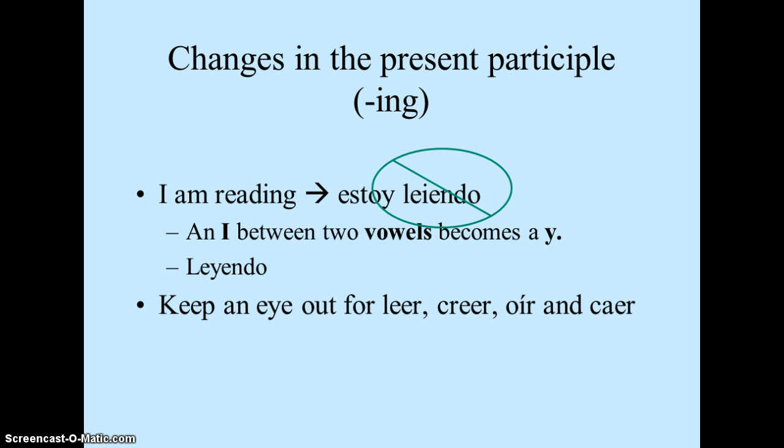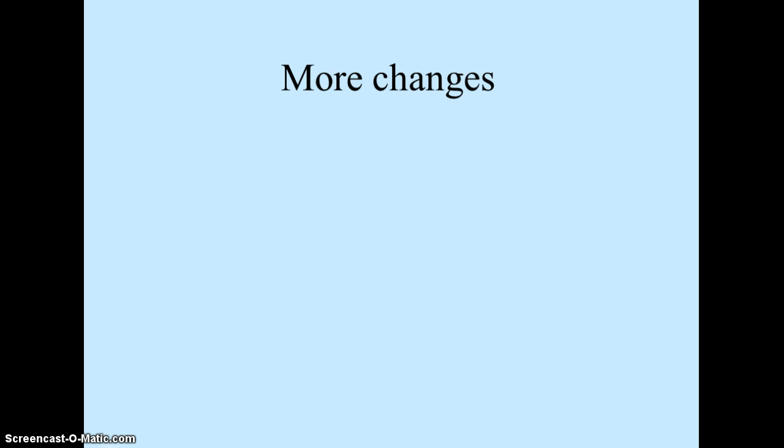Keep an eye out for leer, creer, oír, and caer. These are the ones that you're going to see with that triple vowel in the middle, the E-I-E. There are others, but these are going to be the most common to watch out for. Okay, so here are some more changes that we're going to make when dealing with the present progressive.